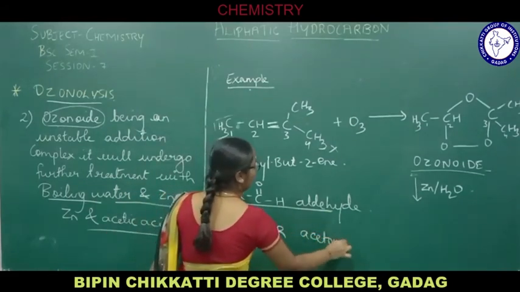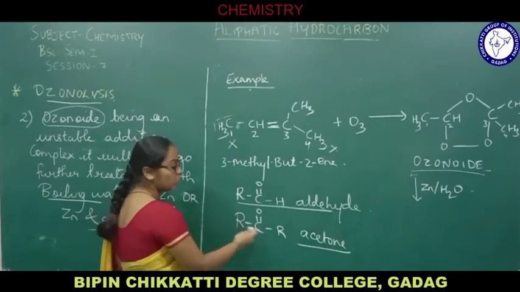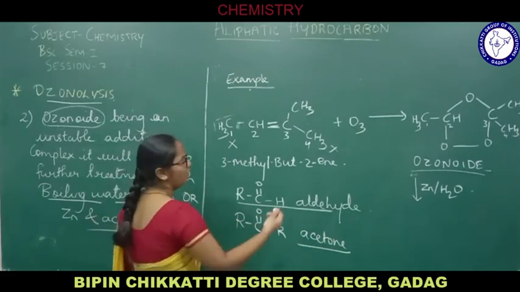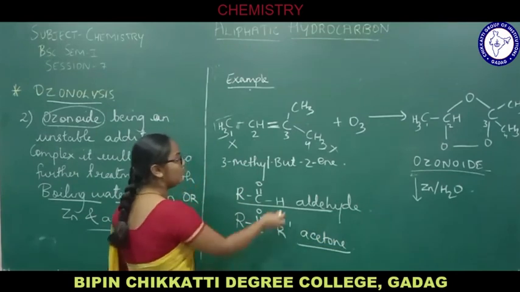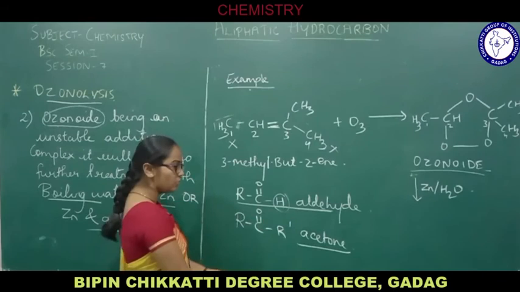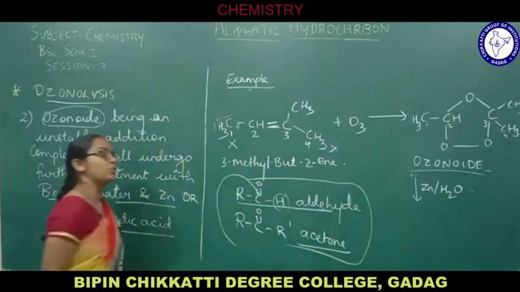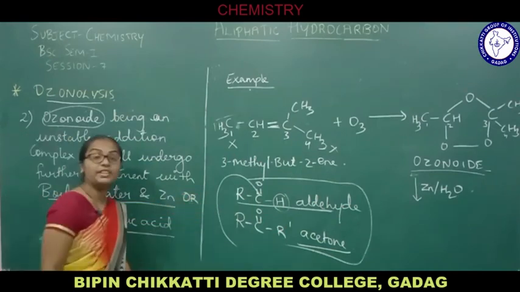In acetone, two alkyl groups will be there. These two alkyl groups may be similar or different. So in place of hydrogen, one alkyl group is substituted, and then it is converted into acetone. So these are the two carbonyl-carbon oriented compounds.